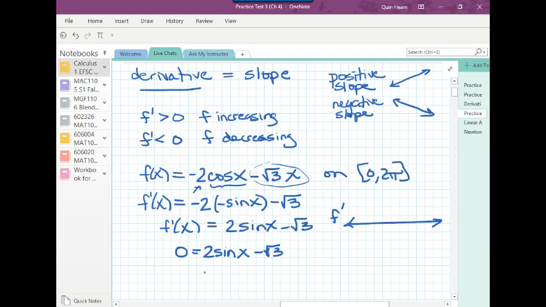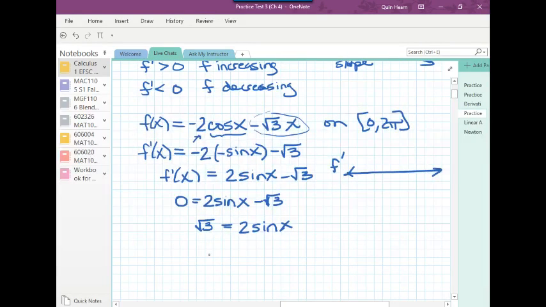Okay, so here we go. 0 equals 2 sine x minus square root of 3. We're going to add square root of 3 over to the other side. Square root of 3 equals 2 sine x. Okay, so now we're going to divide by 2. Square root of 3 divided by 2 equals sine x.